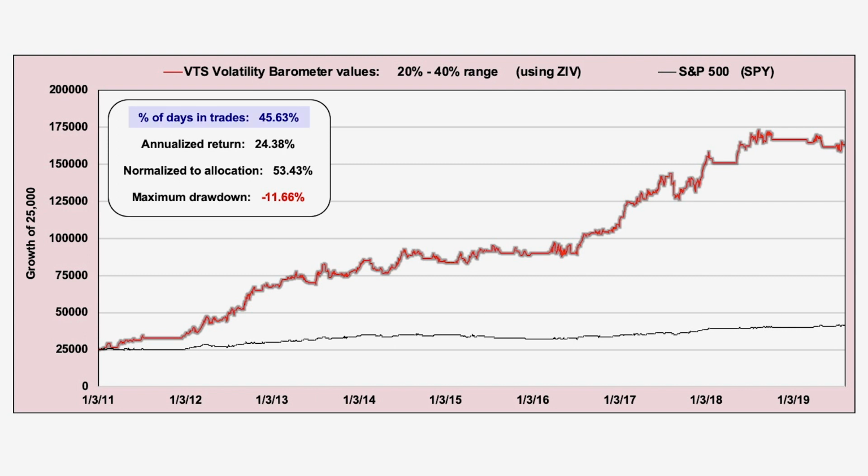You can see this 20 to 40% section accounted for 45.63% of trading days since inception. Like I said, it's the most stable portion of the market. During a bull market, the volatility barometer spends a lot of time in this range. So using ZIV here as I do, that's an annualized return of 24.38%. And I've also shown a normalized return based on the fact that it's only trading 45% of the time, and in other trades 55% of the time. Lastly, a maximum drawdown of only minus 11.66%. This is the stable core of the VB threshold strategy.